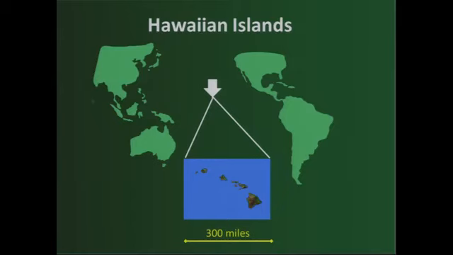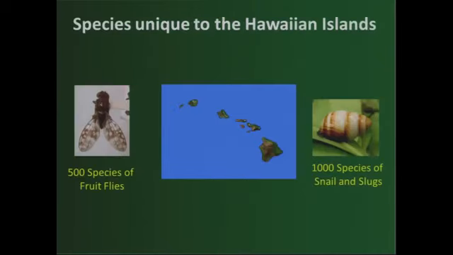Actually, much more impressive examples of speciation can be found on the Hawaiian Islands, right out in the middle of the Pacific. Around 500 unique species of fruit fly can be found here. Hawaii is also home to more than 1,000 different species of snails and slugs, which again are not found anywhere else in the world. And evolutionists claim that what we find on the Galapagos and Hawaiian Islands provides absolutely irrefutable evidence supporting their theory of evolution.